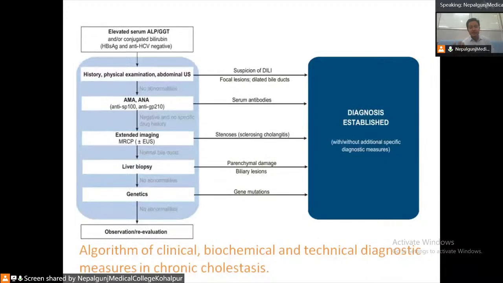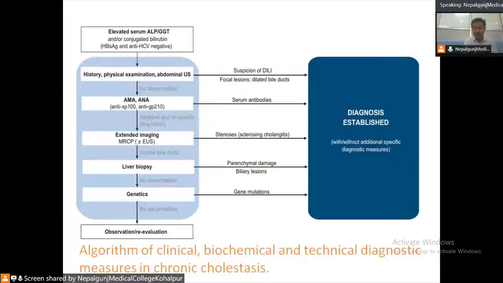NTSP 100, NTGP 210. Okay, so I have told you earlier also, these antibodies. If these antibodies are present, with a history of cholestasis and raised alkaline phosphatase, your diagnosis is confirmed. Among the three, if two things are present, your diagnosis is confirmed. So serum antibodies are present, alkaline phosphatase also present, means your diagnosis is established.